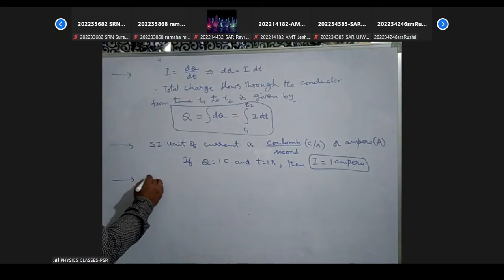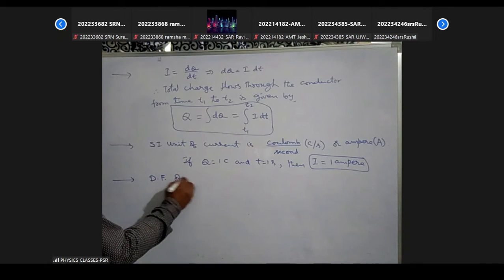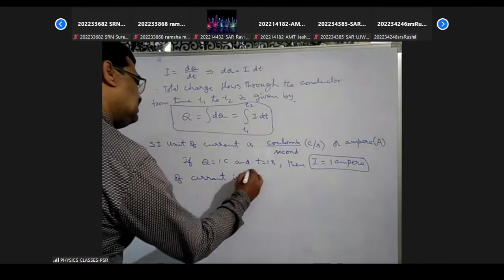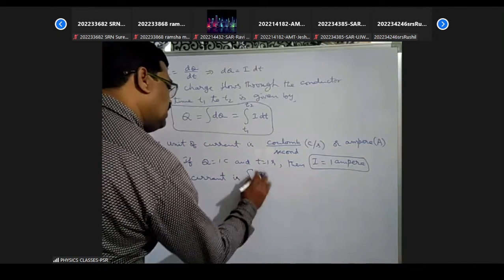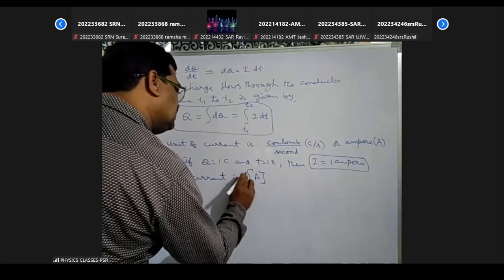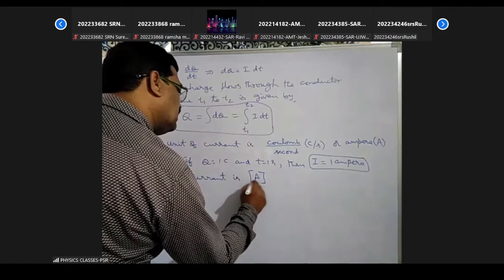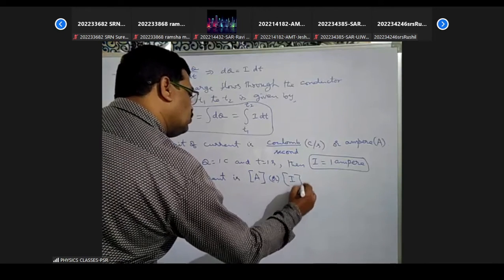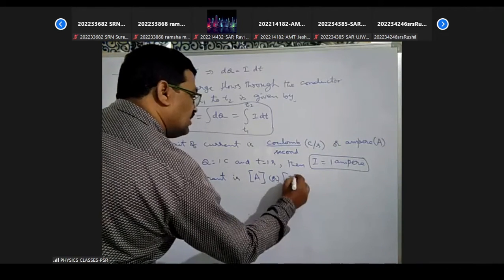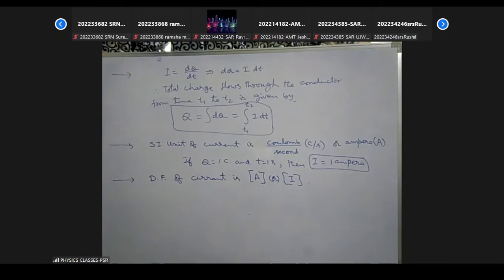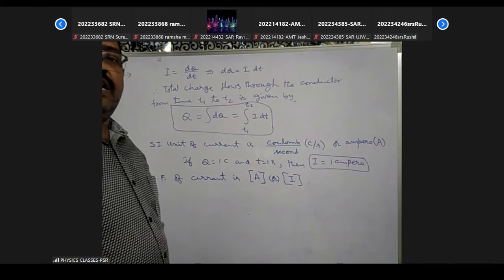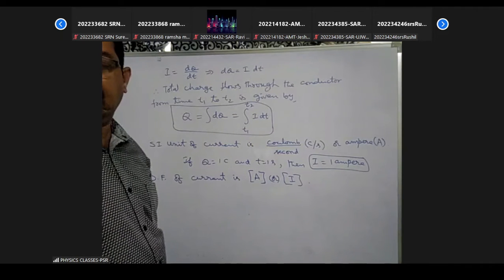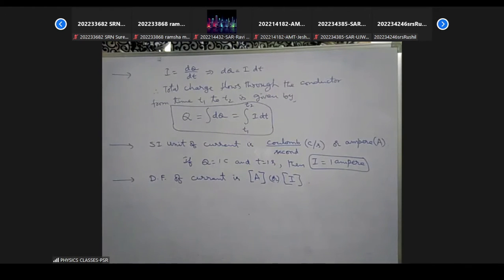So the dimensional formula of current is A within square brackets, or we can represent this as I also. In some books A, in some books I may be used, like M for mass, L for length, T for time. It also has only one letter as a dimensional formula.